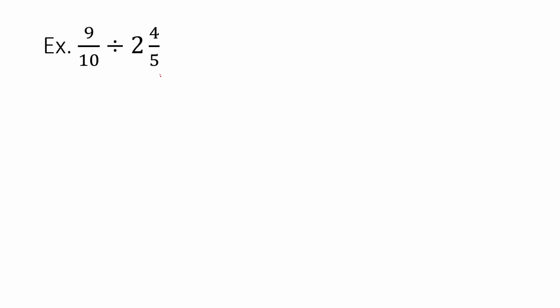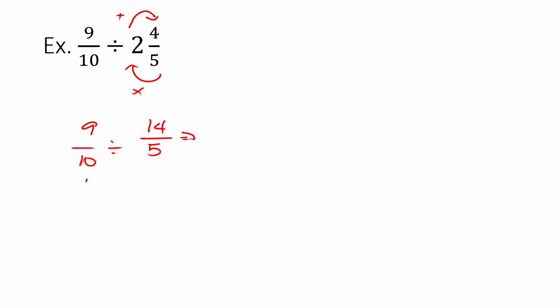Again, before you even put the initials down, change your mixed number. 9 over 10 stays the same. Division is still the same, but 2 and 4/5 is now 5 times 2 is 10, plus 4 is 14 over 5. Again, the denominator stays the same.